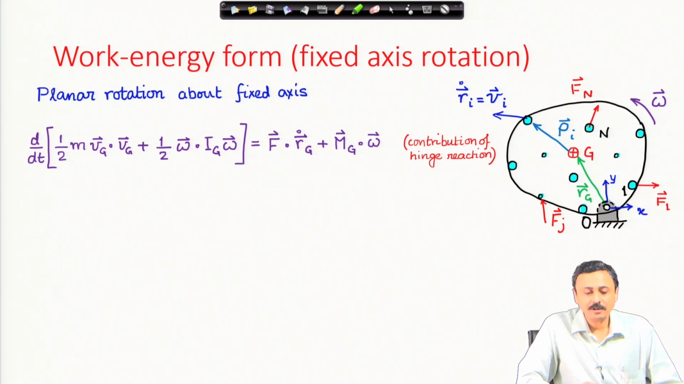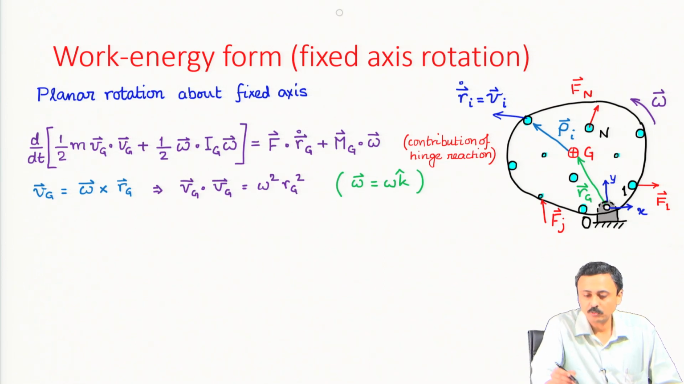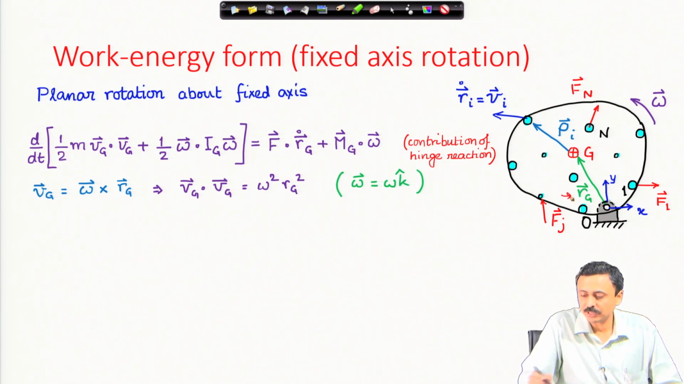If you consider planar rotation about a fixed axis, then there are some simplifications possible that I was mentioning. Now, velocity of center of mass can be written as omega cross r g, and you note what is r g here. This is the r g vector from O to the center of mass. Velocity of center of mass is omega cross r g, and therefore, velocity of the center of mass square is omega square r g square, and omega has this form.